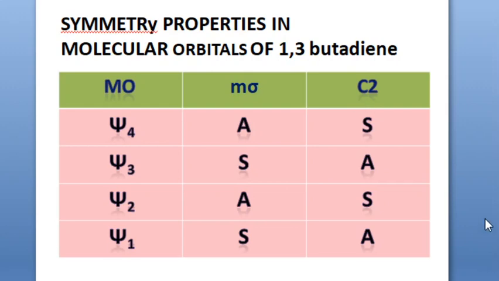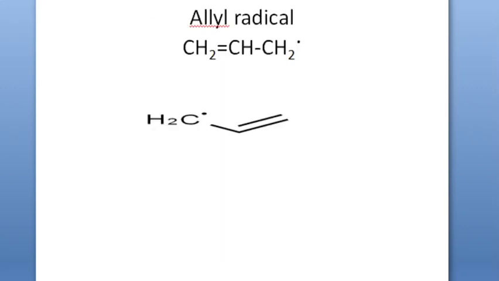Okay, this he would ask you: draw the molecular orbitals of 1,3-butadiene and represent the symmetry. All that you can write, and you can draw the ground state and excited state there itself. So then, the allyl radical.